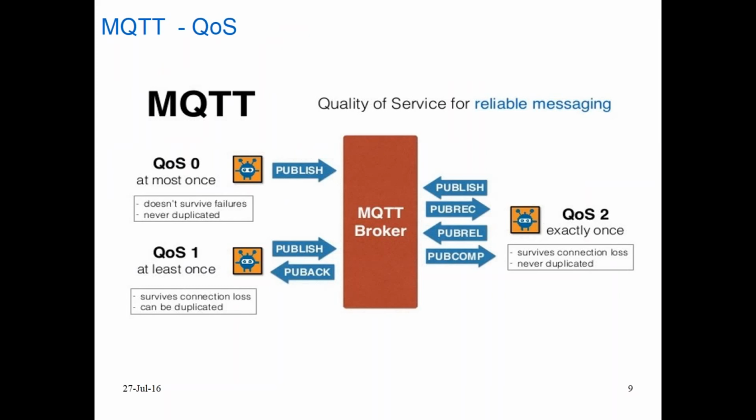Let us take QoS 0, that is, at most once. When you provide MQTT messages to the broker, this quality of service will be sent along with the packet. When you set the quality of service to 0, it is fire and forget mode. That is, it will just send the message to the broker and it will not take care whether the message has been successfully obtained by the broker, transferred to an application, or processed. So it is called fire and forget mode.